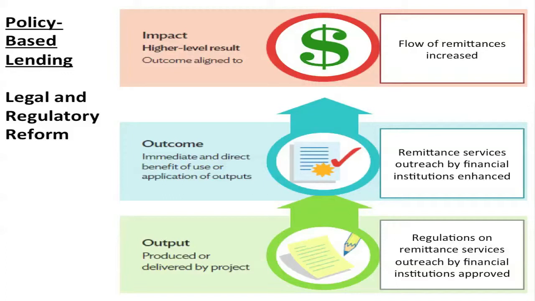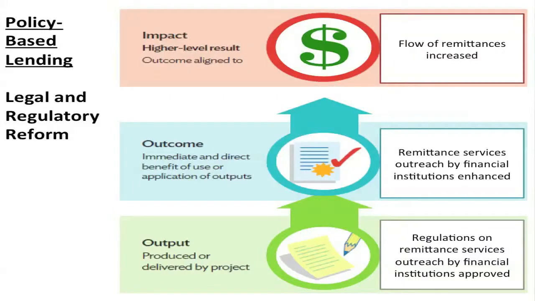How are those outputs then used? What's the immediate and direct benefit of use? So maybe once the law is changed, these financial institutions are able to do more outreach and offer remittance services. What's the high-level impact? We hope the flow of remittances is then increased. More people, maybe in rural areas or in less accessible areas, can now access these services, and therefore there's more flow of remittances. So this is the kind of results chain that we're looking for. We want you to design it in your projects.